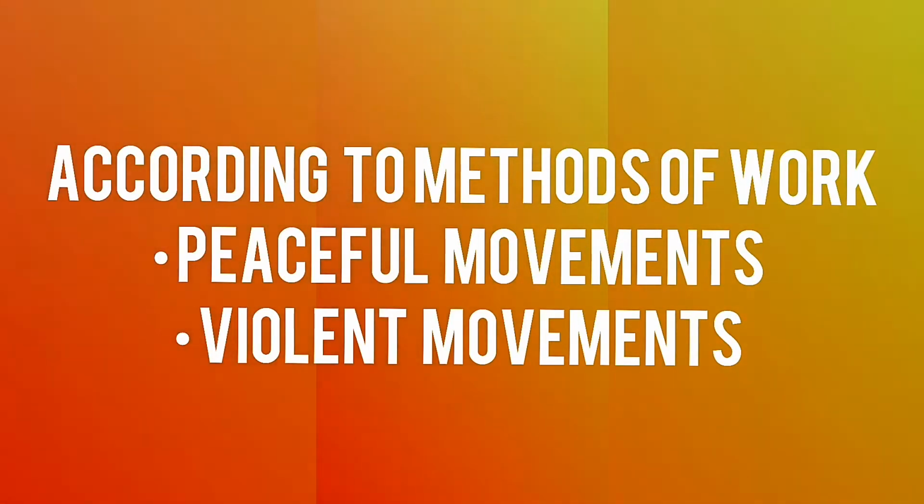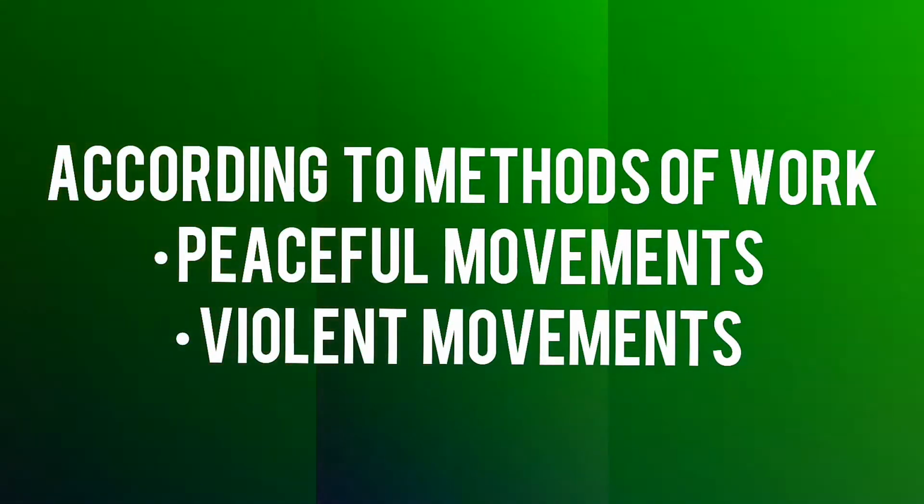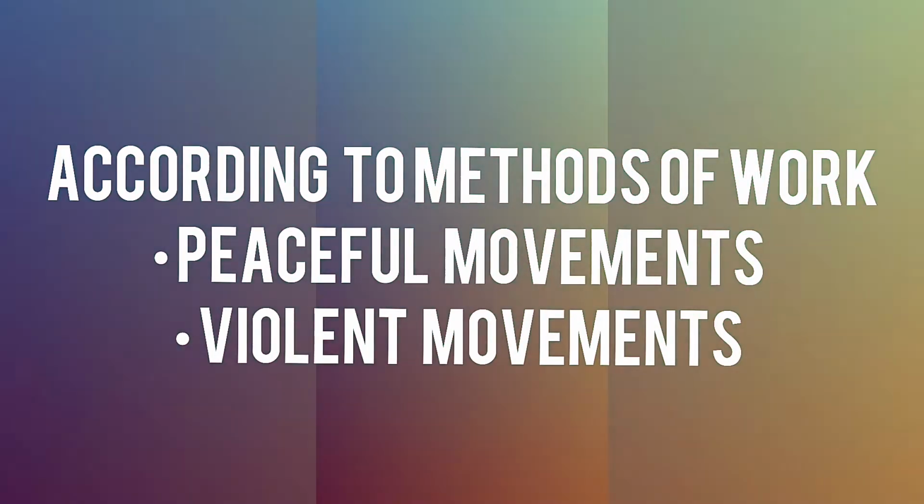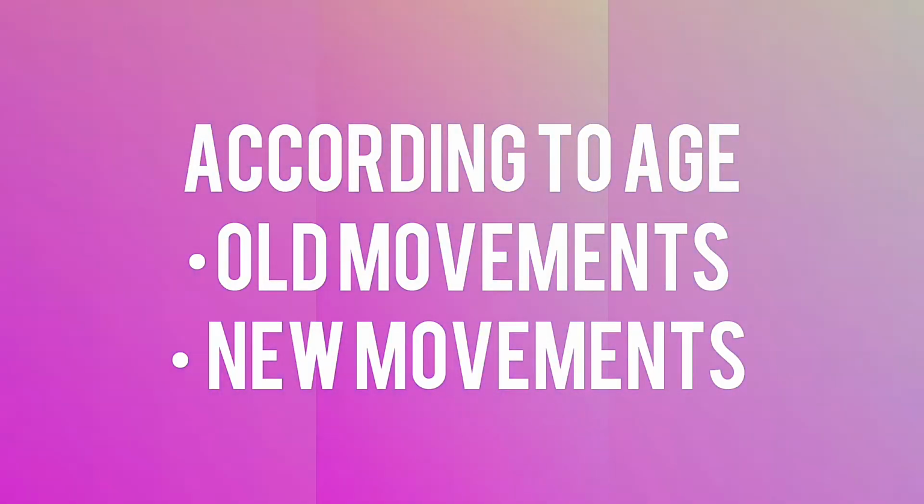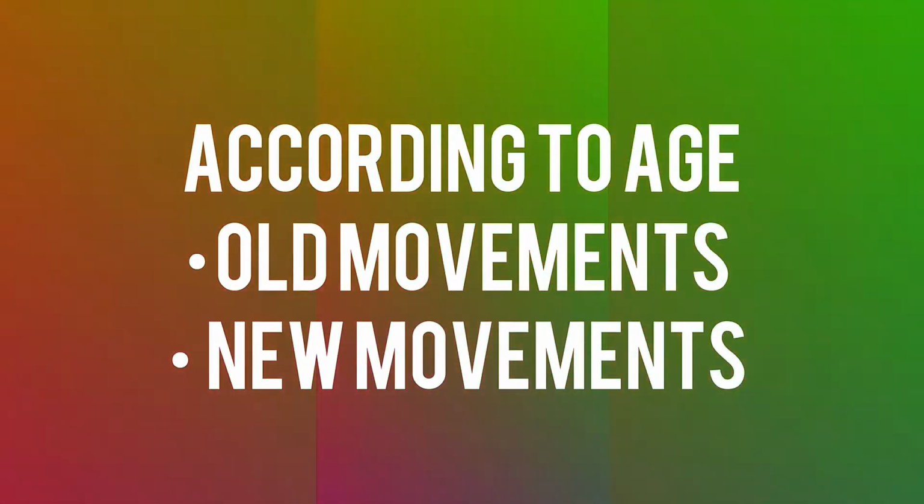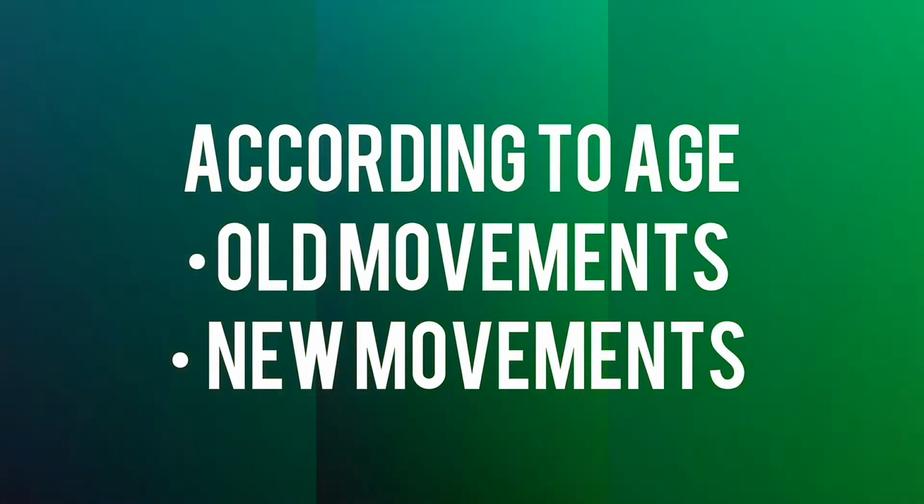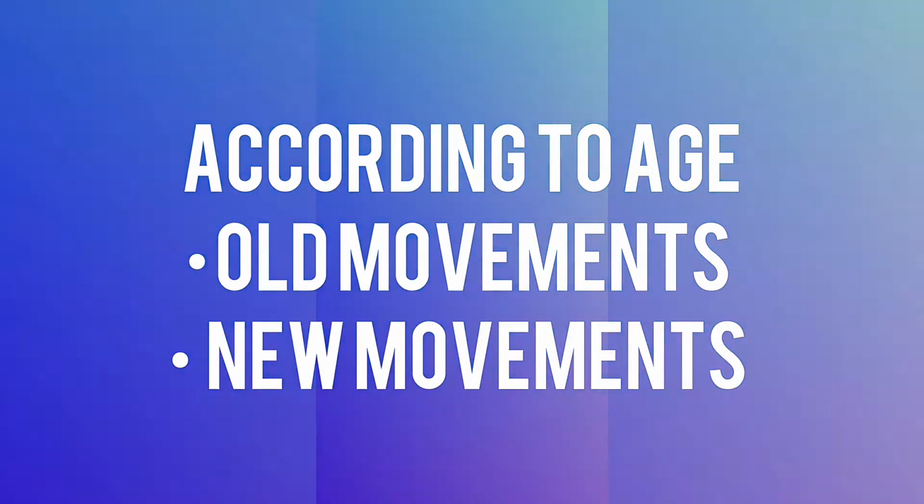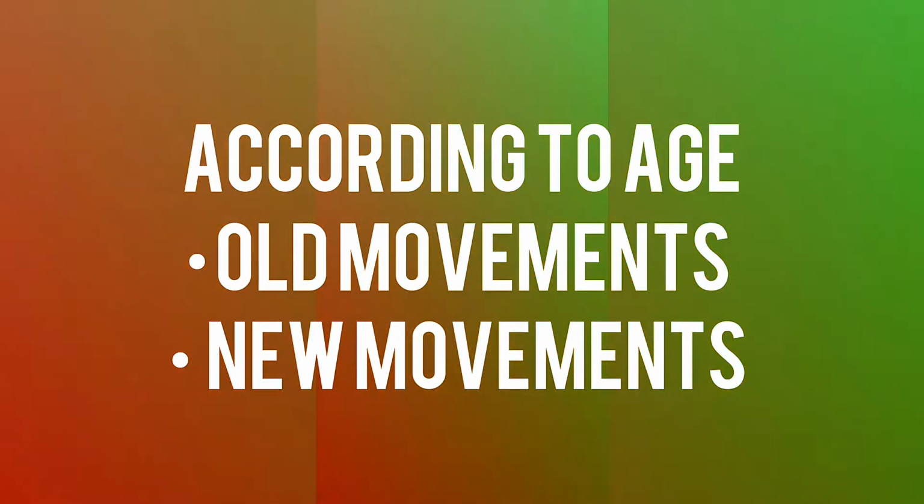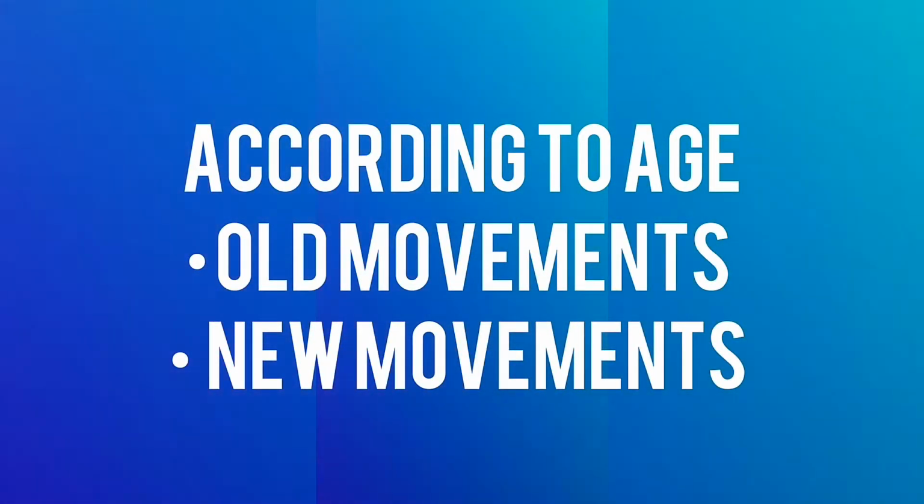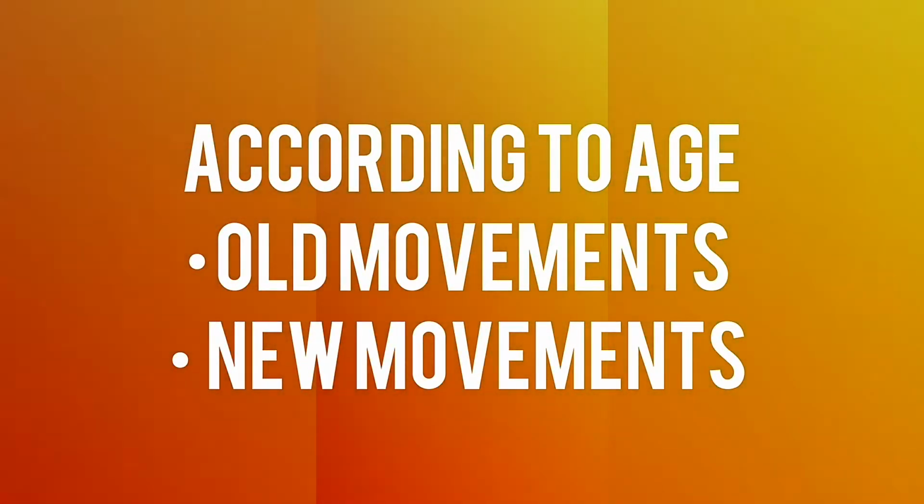Number 2, violent movements. A number of social movements would fall under this category, where members of the group usually resort to violent means of protesting and campaigning for their views. According to age, number 1, old movements. Most of the oldest recognized movements have existed since the late 18th and 19th centuries, and these movements struggled for changes in their respective social groups. Number 2, new movements. Examples of new movements are the feminist movement and environmentalist movement.